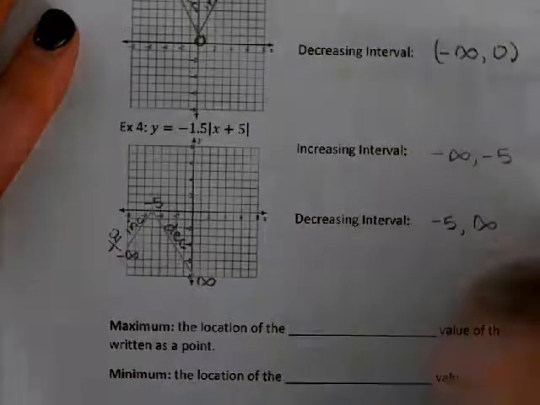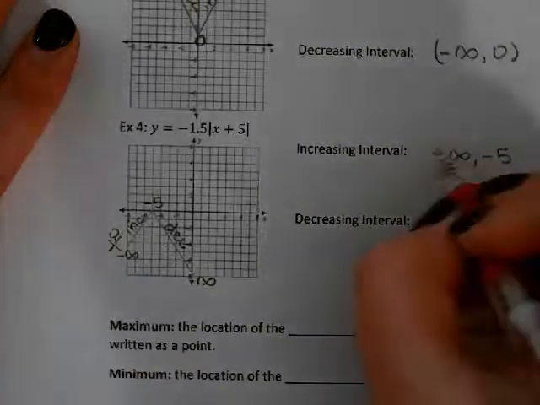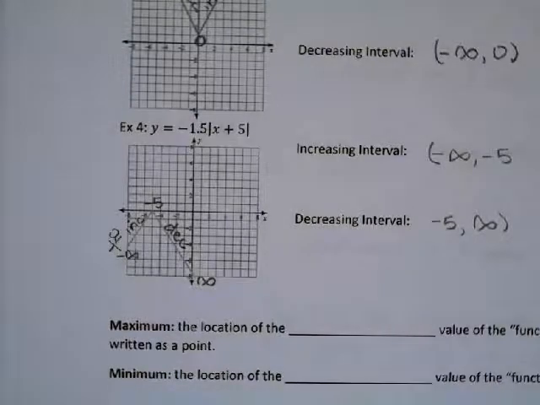So we're going to write decreasing is -5, positive infinity. Infinity always gets a parenthesis. I can never put my finger on that. Then we think about the -5. Is the -5 considered an uphill? Is the -5 considered a downhill? No. So what do we do? Parenthesis.